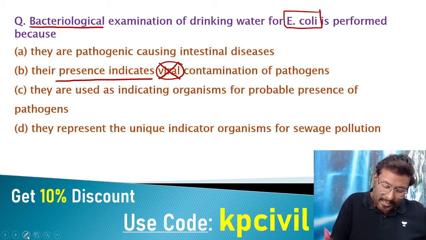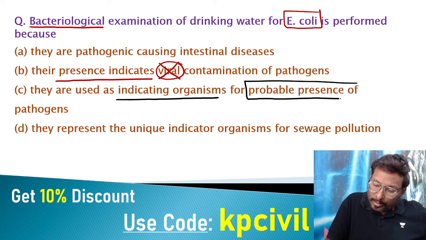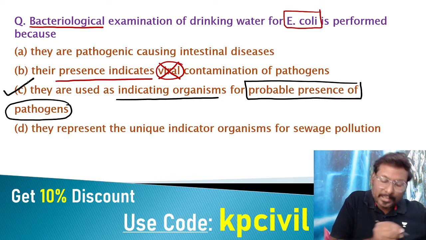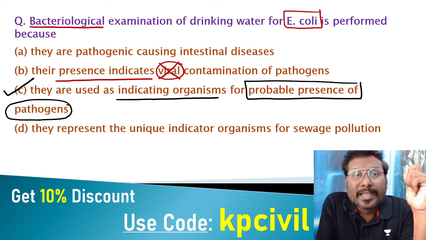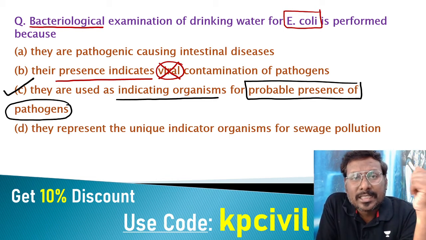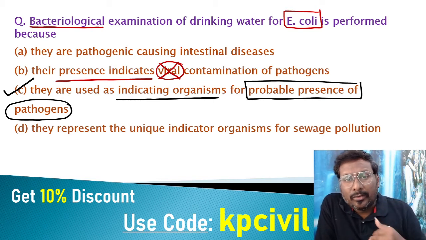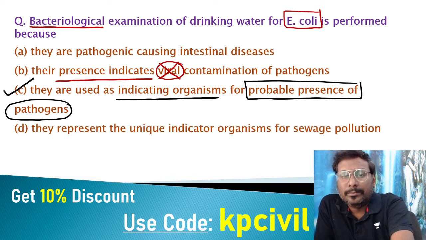So they are used as indicating organism for probable presence of pathogens. Pathogens are the disease causing microorganism. To find out whether disease causing harmful infectious bacteria exist in water or not, for that we use a probable presence of indicator, that is E. coli.